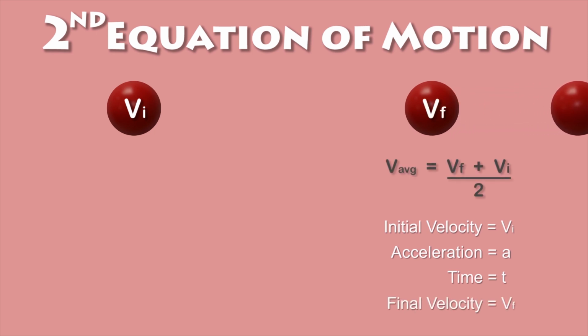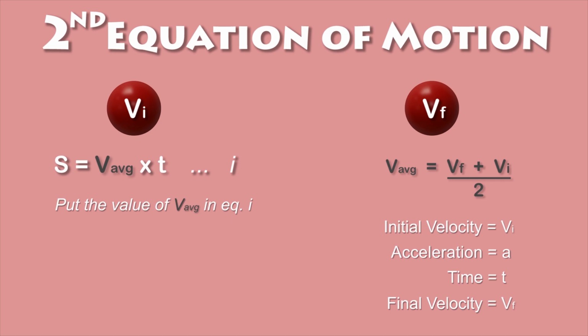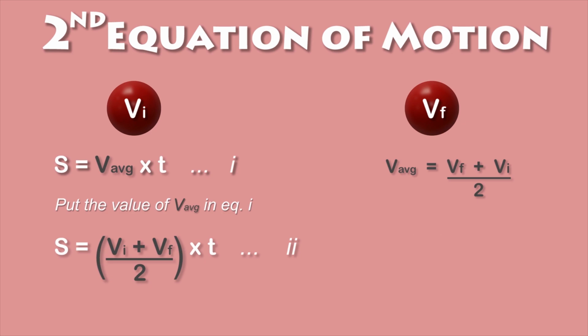Then its average velocity is (Vf plus Vi) over 2. And the distance covered by the body with respect to average velocity is average velocity into t. Now put the value of average velocity in equation 1. It will be S is equal to (Vf plus Vi) over 2 into t.